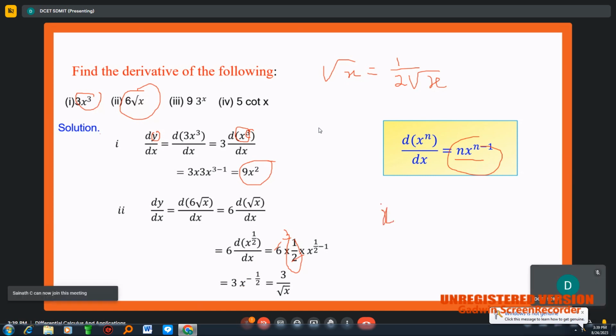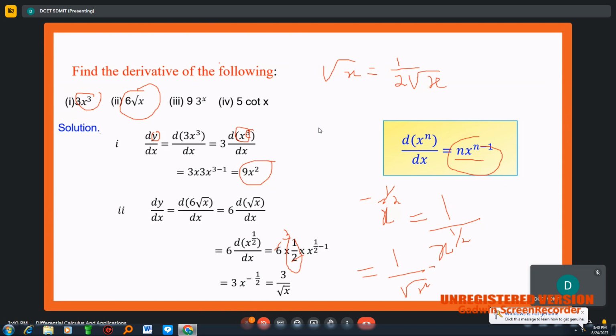x to the power of minus 1 by 2, when we write this in the denominator, becomes 1 divided by x to the power of 1 by 2. What is x to the power of 1 by 2? It is nothing but root x. Therefore, 3 divided by root x is the differentiation of 6 into root x. Differentiation of 6 into root x is 3 divided by square root of x.